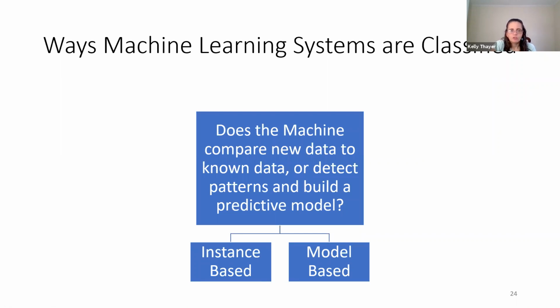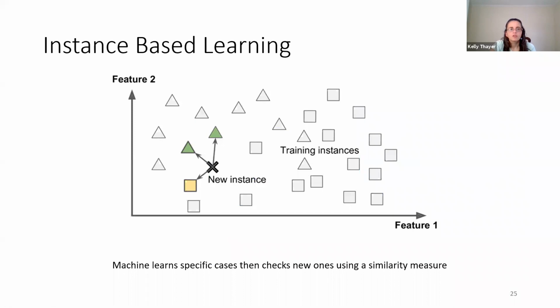Another way we classify machine learning systems is: does the machine compare new data to known data, or detect patterns and build a predictive model? So we have the distinction between instance-based and model-based. Instance-based learning is like this. We have some data, some triangles and some squares. And now we have some new instance, and we want to ask the question: is it a triangle or is it a square? Machine learning is going to look at specific cases and then check new ones using some kind of similarity measure.